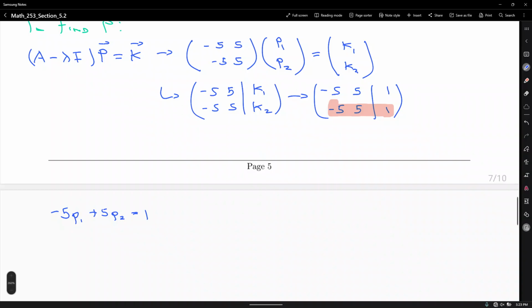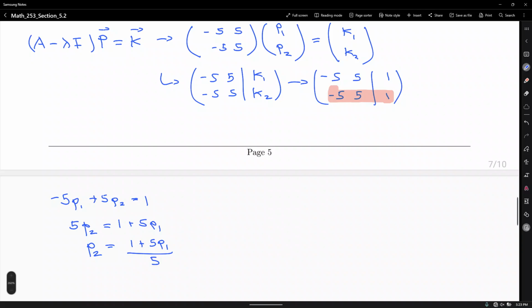You can solve for the other one if you want. Okay? Now, 5 P2 equals 1 plus 5 P1. And then divide both sides by 5 to get P2 equals (1 plus 5 P1) over 5. Do not split the fraction.